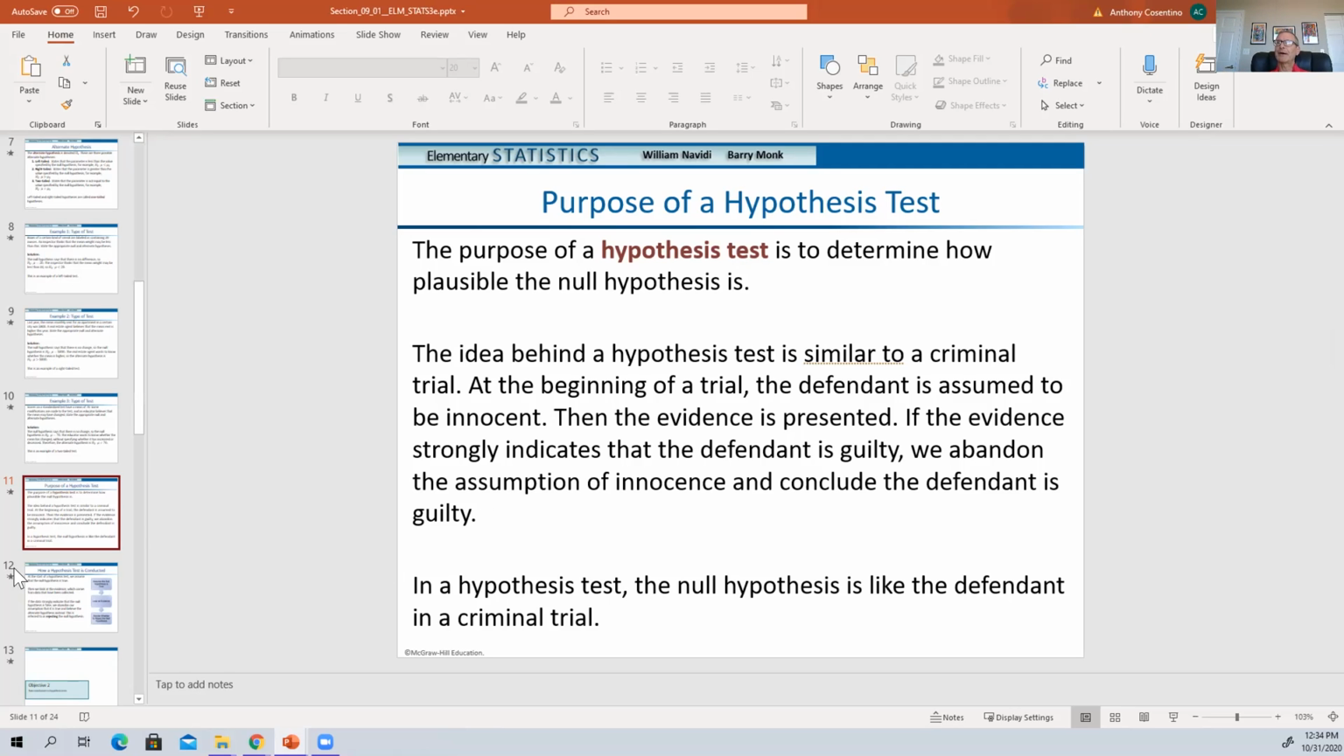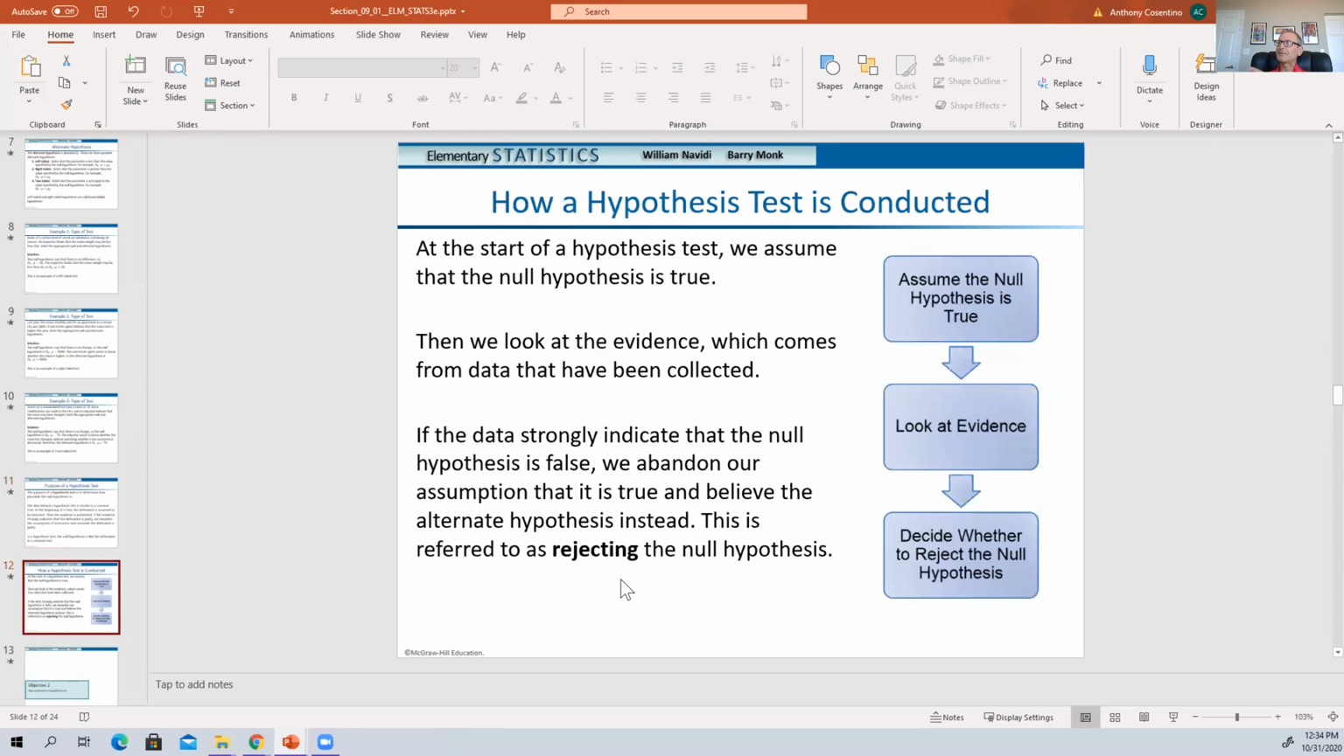And so when you do that, it follows this idea that you assume the hypothesis is true, and then you run this test. And if the test tells you that it's not, then you reject it. And we'll show you how to do the test moving forward. And so that's the ultimate goal.